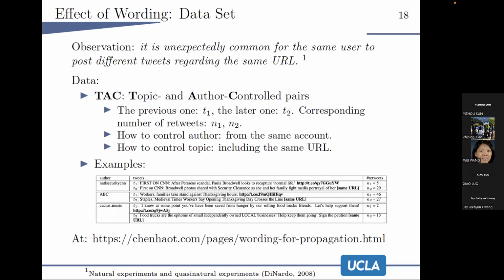And I will say that the work, the effect of wording, really did a lot of work. They really put a lot of effort into every step, starting from data collection all the way to analysis. There's not an easy step in this work, and probably that's the reason why their work became somewhat influential, somewhat popular. The whole story starts from an observation, proposed by someone else in an earlier paper posted in 2008: it is unexpectedly common for the same user to post different tweets regarding the same URL on Twitter.